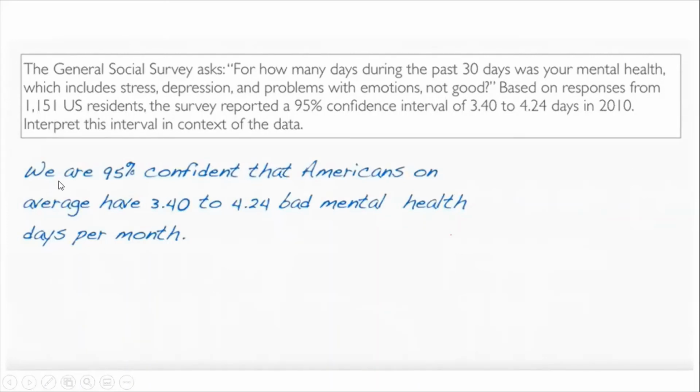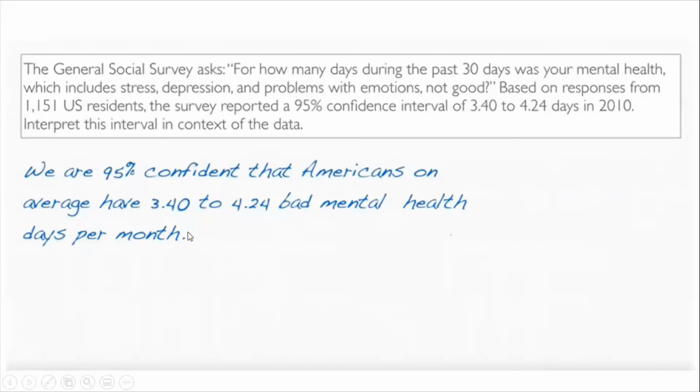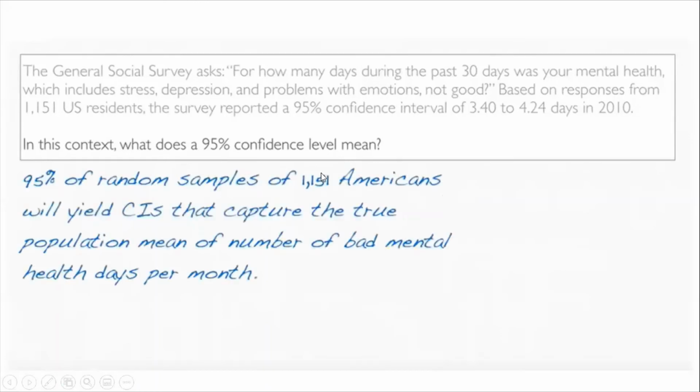Okay, let's look at it. We are 95% confident that Americans on average have 3 to 4 days of bad mental health days per month. Okay, this is how we interpret the 95% confidence interval. So next question is, in this context, what does a 95% confidence interval mean?